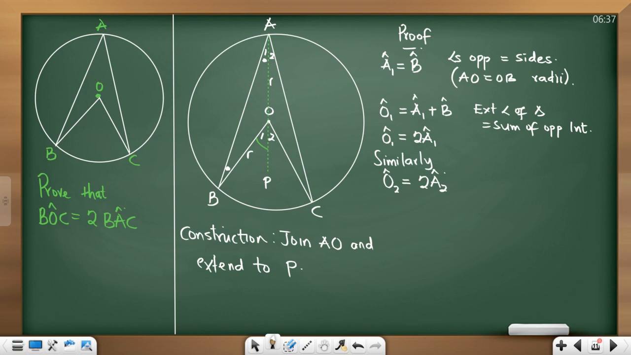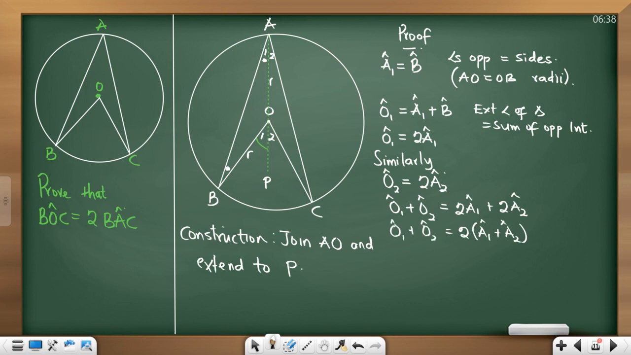That's on the right-hand side. Now, let's add. What is O1 plus O2? If we just add, let's see what's going to give us. O1 is 2A1. O2 is 2A2. Something is common: 2. So we have 2 times (A1 plus A2). And this is O1 plus O2.